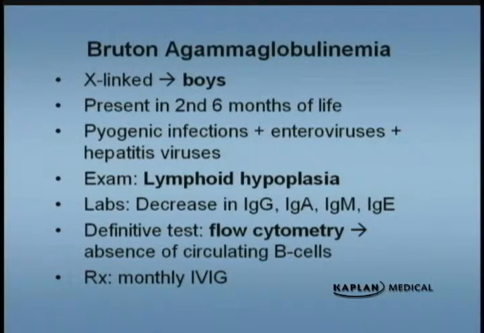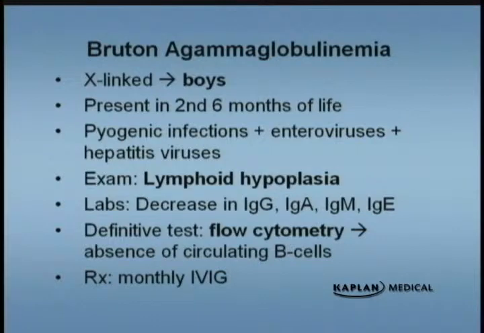These patients are at high risk for pyogenic infections, also infections with enterovirus and hepatitis. So look for enterovirus and pyogenic infections and start thinking of Bruton's, especially if they talk about boys. One thing to remember on the physical exam, and this is going to be different from another disease that's only in boys, but we're going to talk about, in this case, lymphoid hypoplasia. So you're not going to really be palpating the spleen or enlarged lymph nodes with Bruton's. Remember that. Very important thing to know.